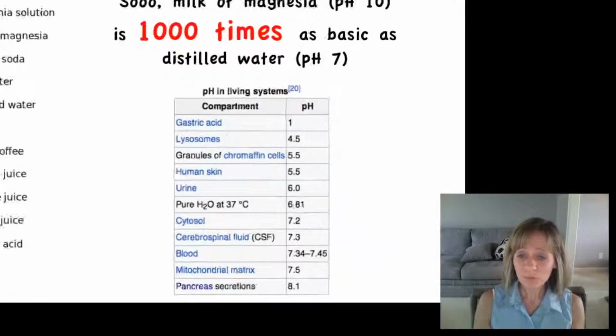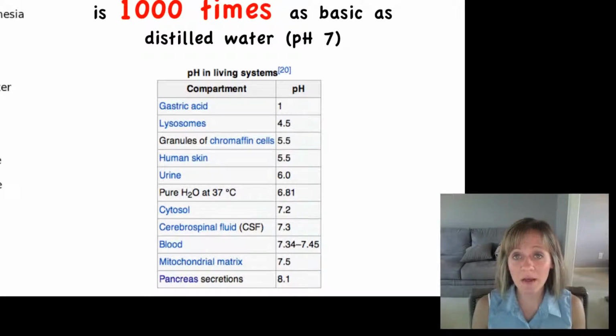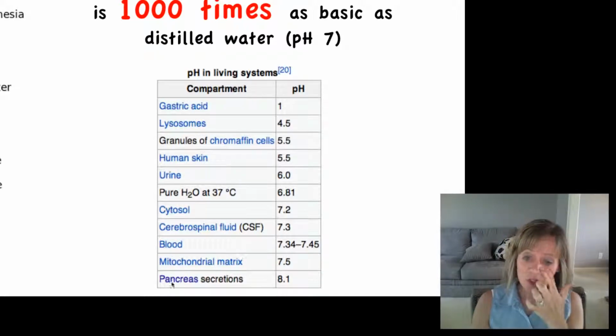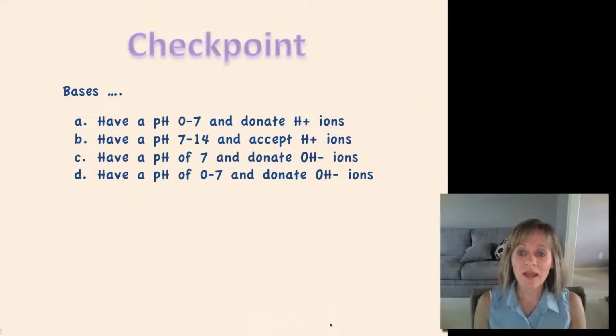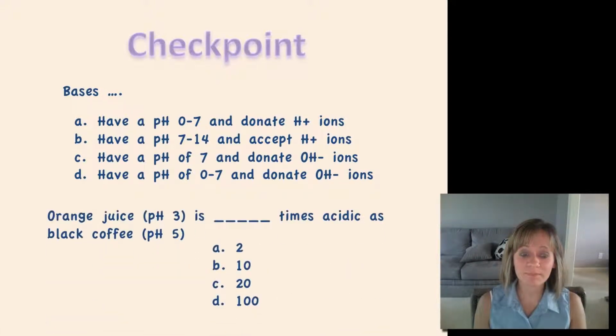Here's just a real quick chart of some other pH levels in our body. Your human skin is slightly acidic, 5.5. So is your urine at 6.0. Blood, like I said, is a little bit basic. Your pancreas secretions are also a little bit basic. And here's your last checkpoint, so you can just click right on it.